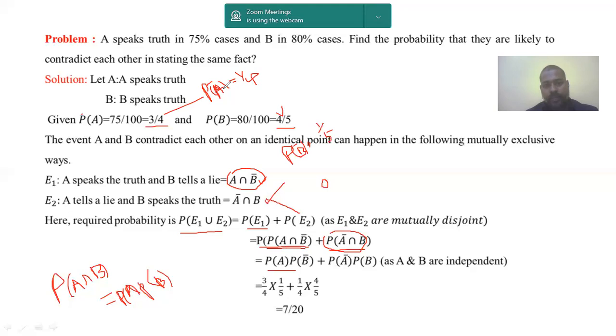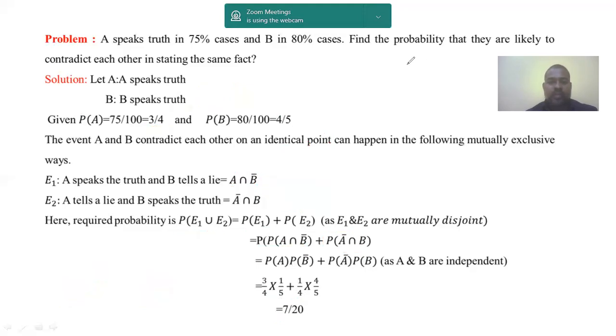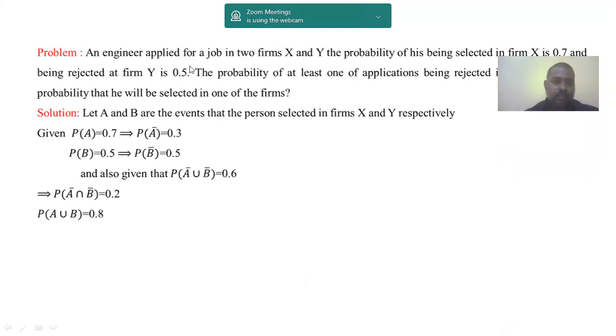So just applying those values: probability of A is 3 by 4, probability of B complement is 1 by 5, plus probability of A complement is 1 by 4, and probability of B is 4 by 5. After simplification, we get the answer 7 by 20. So the probability that they are contradicting each other is 7 by 20. Go with this example; this is the same way we did in the previous example. Go to the next example.